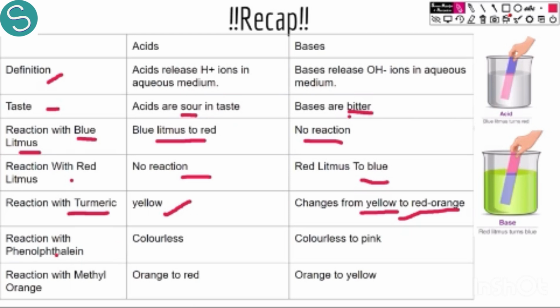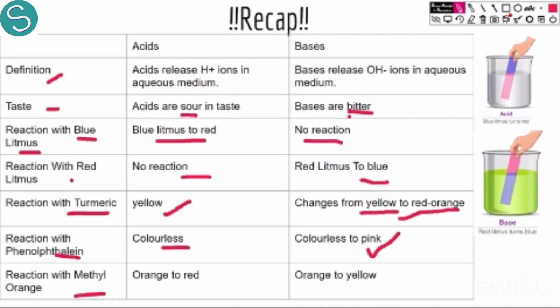Then we have phenolphthalein. All these litmus, turmeric, phenolphthalein and methyl orange, all of them are indicators. The only difference is litmus and turmeric are natural indicators. They occur in nature, whereas phenolphthalein and methyl orange are synthetic indicators. Synthetic indicators are the ones which are produced in labs by humans. They are man-made. So phenolphthalein is a colorless indicator. Normally it is colorless. With acids as well it remains colorless, but with bases it changes to pink.